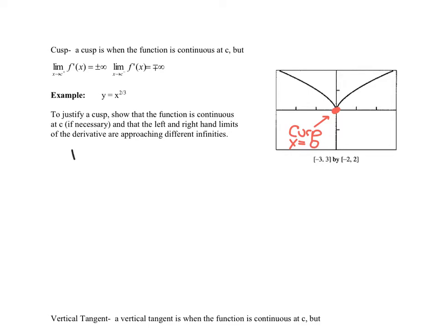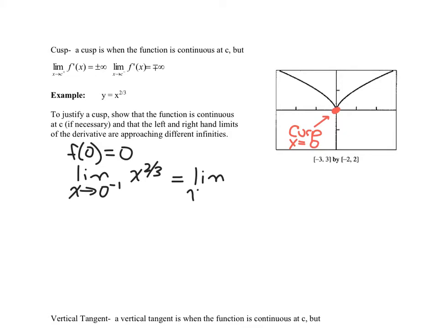So I'm going to find first f of 0, which is 0. The limit as x approaches 0 from the left of x to the 2/3 would have to be equal to the limit as x approaches 0 from the right of x to the 2/3. Now this isn't piecewise. This is direct substitution, so it doesn't matter if you plug it in from the left or from the right, you're going to get the same thing, and in both cases 0. So therefore it is continuous.